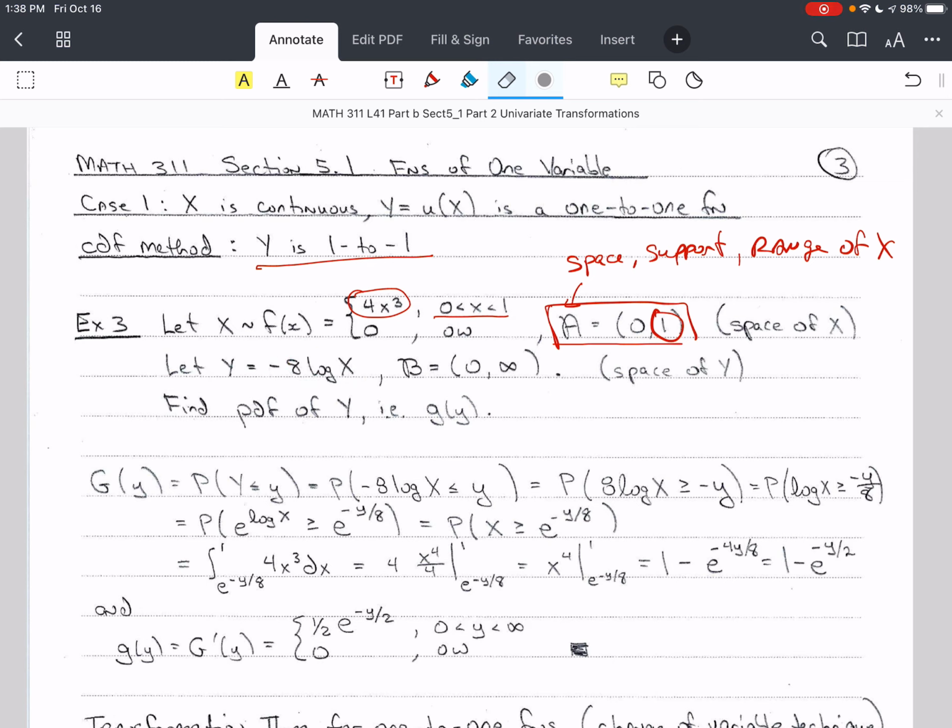All right, so we want to find the PDF of y. In other words, we want to find g of y. We're going to use the CDF.